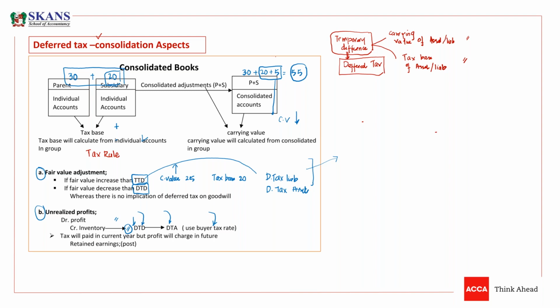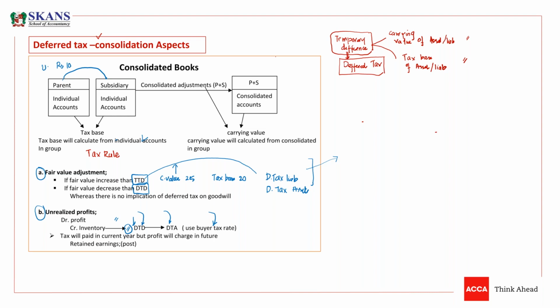On the other hand, there is another way to explain these things. Please listen carefully. This is the correct way to explain these things, but the understandable way is, let's talk about unrealized profit. The parent sold goods to the subsidiary and earned a profit of rupees 10. This is unrealized profit in consolidation, but in the individual books, the parent has to recognize this profit. So the parent has recognized this unrealized profit in its individual books.